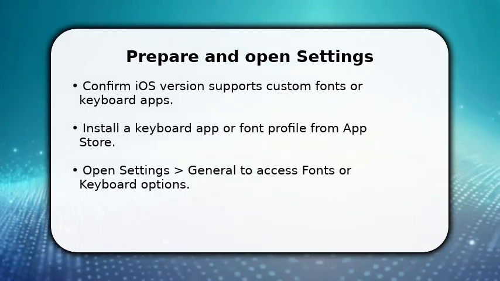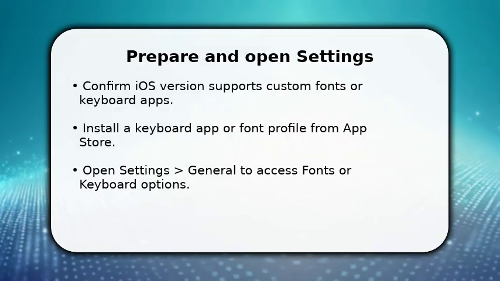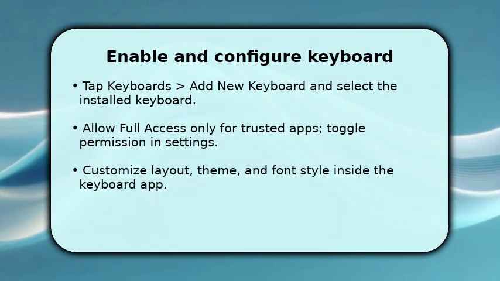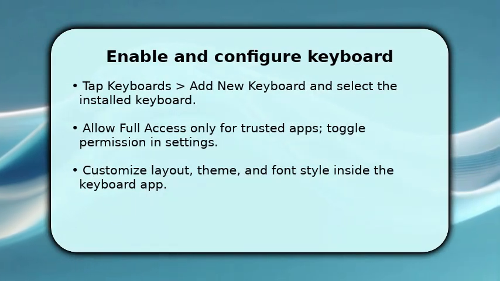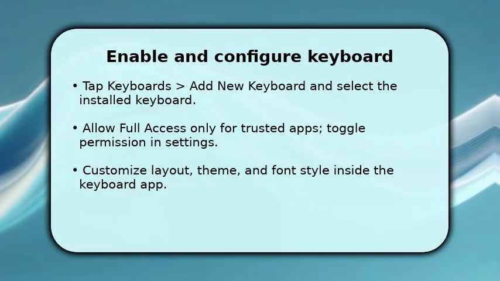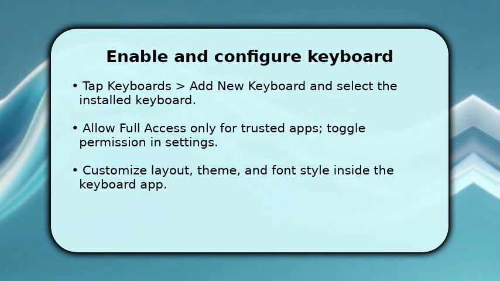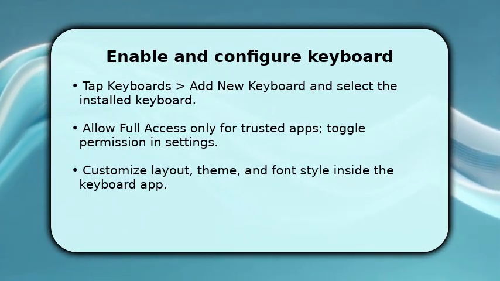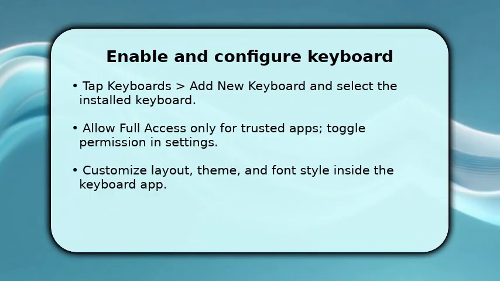Once done, you'll enable permissions and configure layout. Don't skip granting full access if the keyboard needs it to. Next, you enable the keyboard and choose its font options. Go to Settings, General, Keyboards and tap Add New Keyboard. Select the app you installed. After adding, tap the app's entry and enable full access if required. Remember, only trusted keyboards need this.